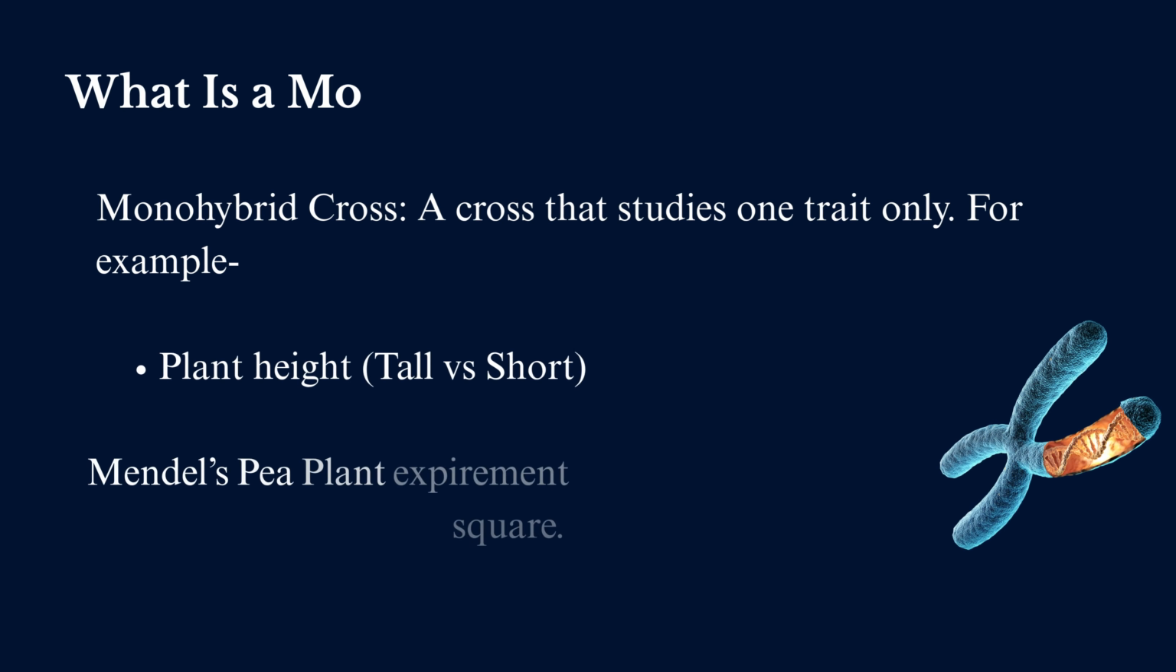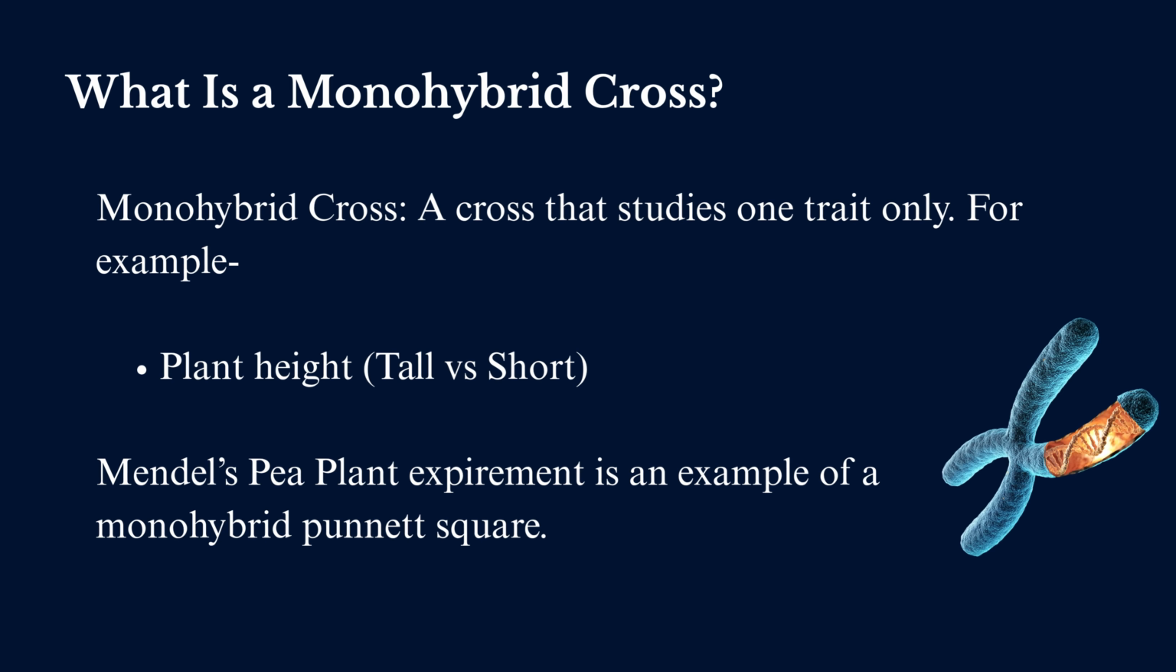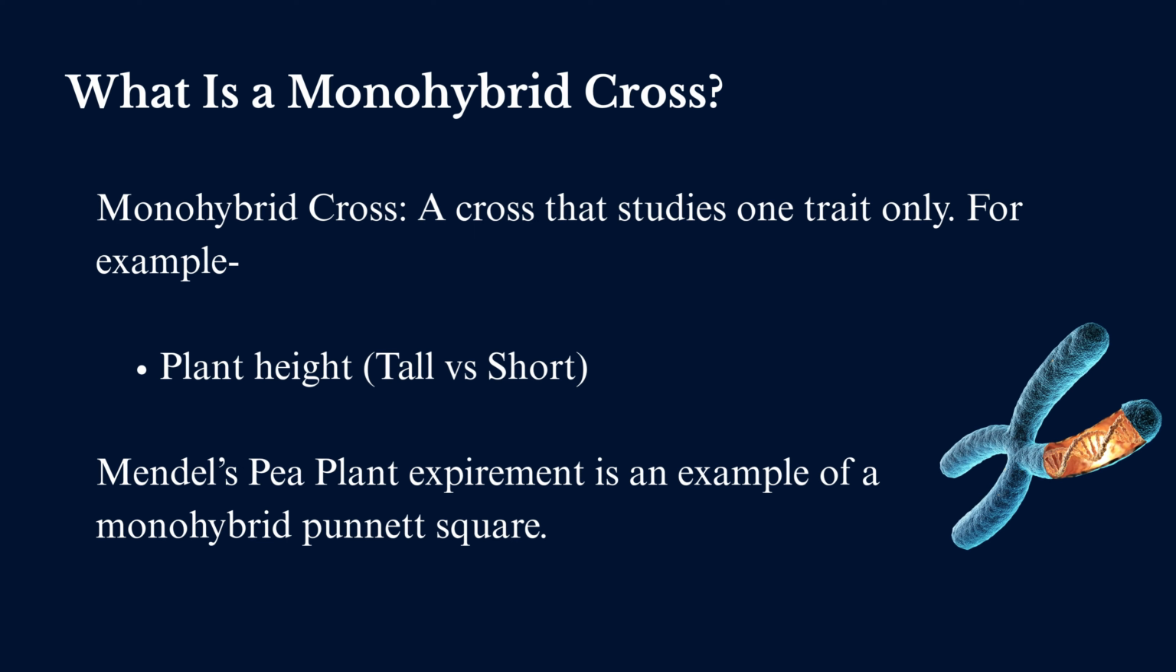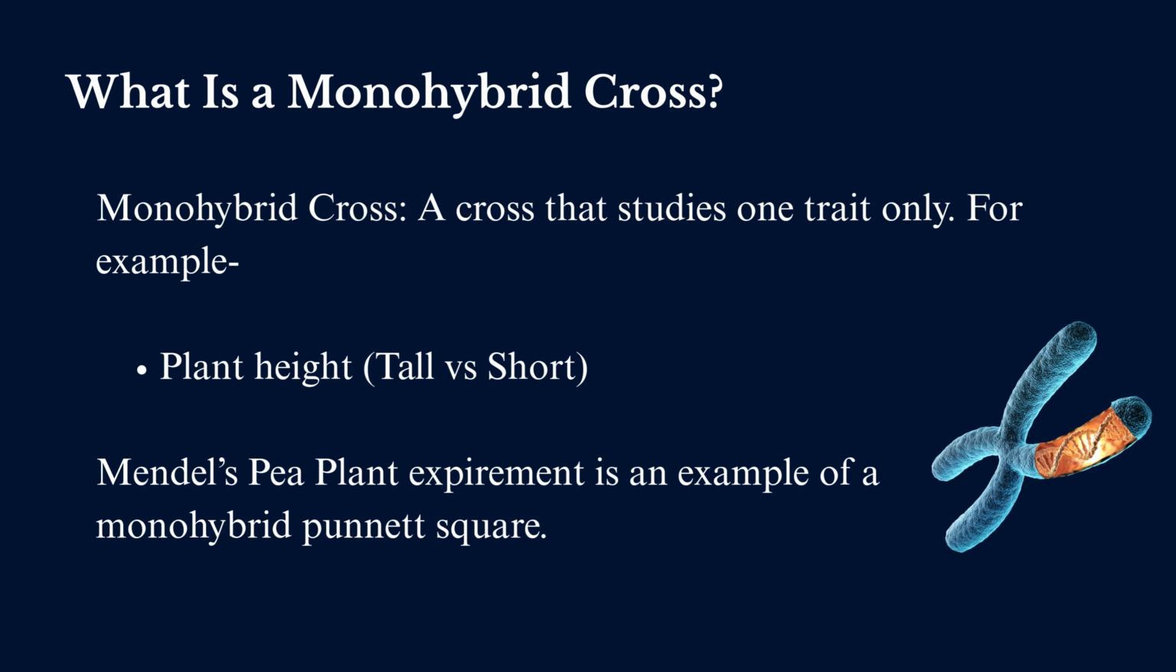Now, this is where we connect Mendel's experiment to monohybrid Punnett squares. A monohybrid cross is a genetic cross that looks at one trait only. In this case, the one trait is the plant height. So, Mendel's experiment with the tall and short pea plants is an example of a monohybrid cross.